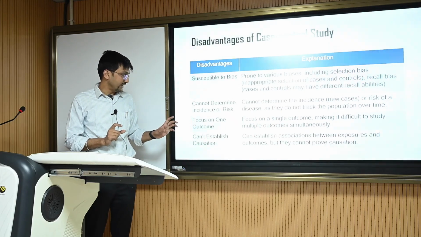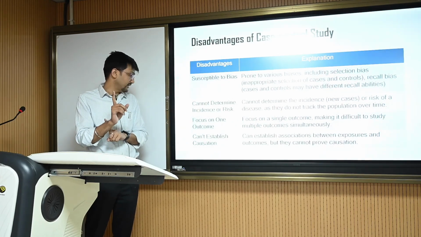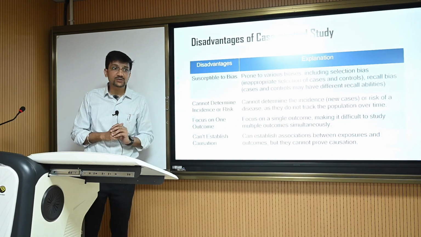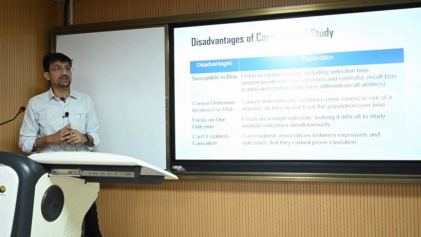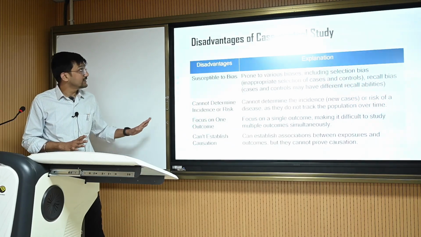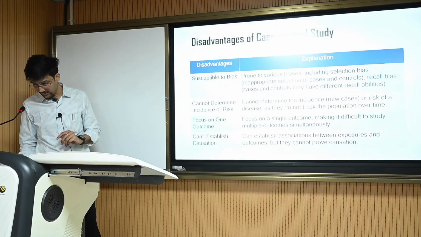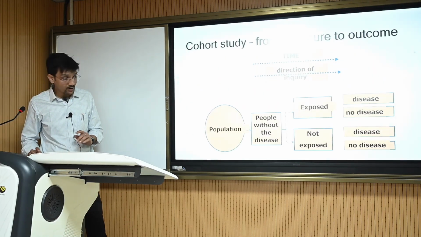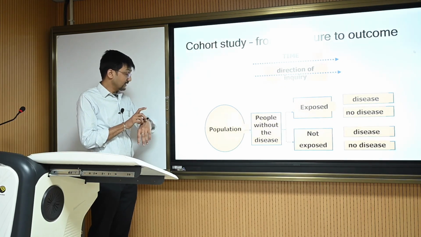So we can define cases for only one particular disease, and you cannot establish causation. For causation we need temporality, and for that we need to do a prospective study. So all these are the disadvantages of a case control study. Now here, see the difference.